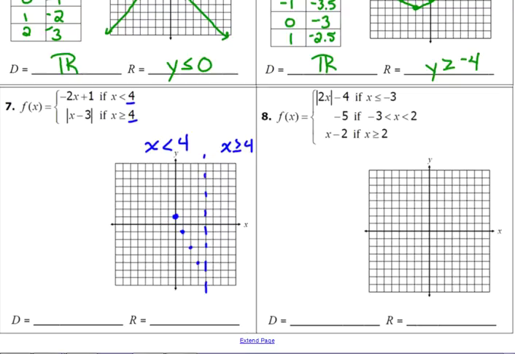This part does not have the equal to, so when I get to this x equals 4, where that next point would be, I'm going to put an open circle. And I can keep going in the other direction if I want to, just to make my graph complete. Go all the way up there to the edge, and then connect my points to produce my line. There's the left side of my graph.